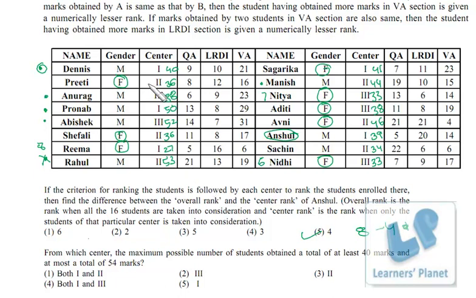Center second, how many students are there? 1, 2, 3, 4, 5 and 6. Okay, at least 40. 1 student, 2, 3, yeah, so that's true. Okay. So if 1 and 2nd are fulfilling the criteria, no need to check further because only one of the options will be true. So this is the correct one. Okay. So we have done 5 questions based on this set.